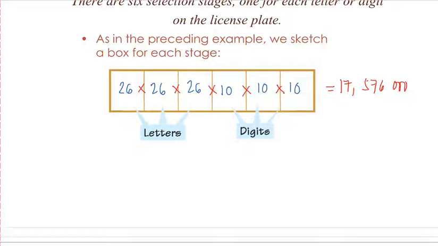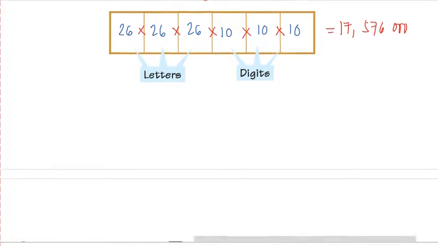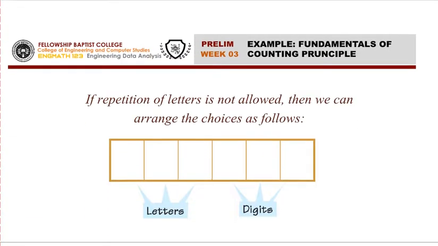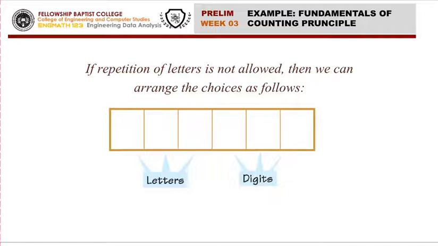So how about for the second question, where we are not allowed to repeat the letters in our license plate? If repetition of letters is not allowed, then for the first option we have 26 possibilities to choose from. Since we can no longer repeat, any letter used for the first place, box, or stage cannot be used again here. So we have to subtract one possibility, and we have 25.